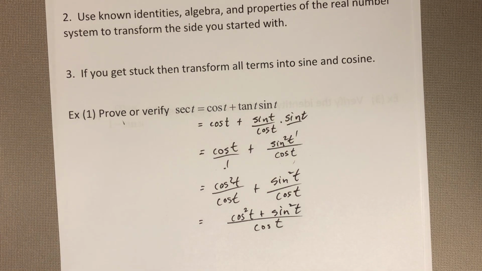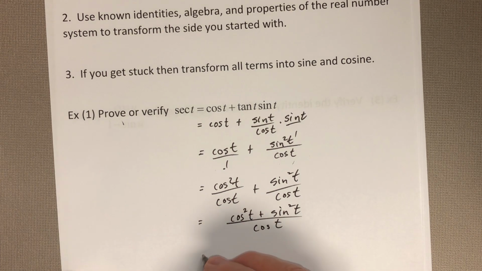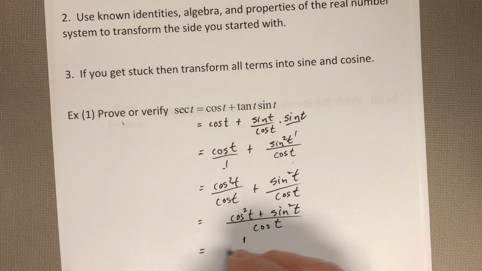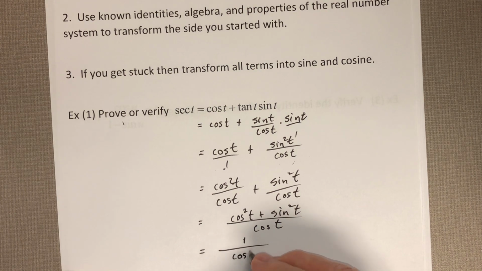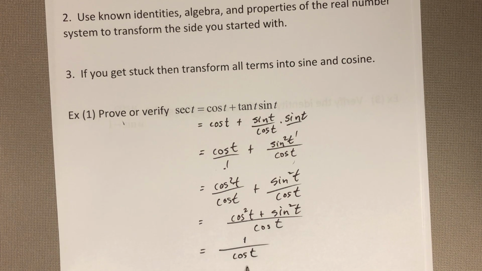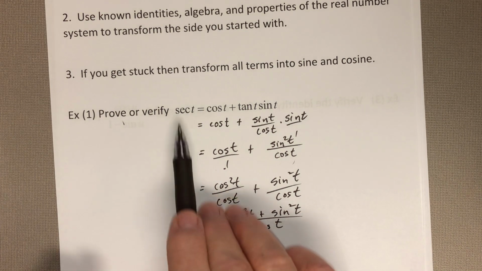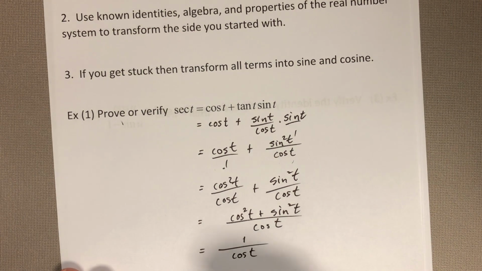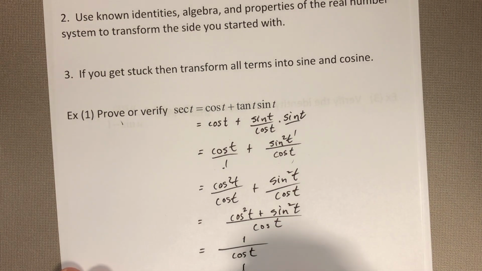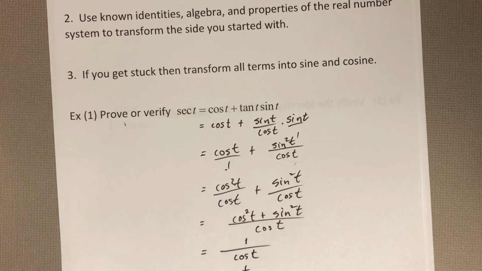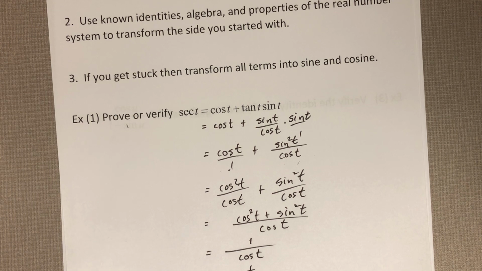And when I write the cosine squared of t plus the sine squared of t, I'm immediately remembering my Pythagorean identity. That simply equals 1. So 1 divided by the cosine of t is what that right-hand side simplifies to. And the reciprocal of the cosine is the secant of t. So we would be done, using our reciprocal identity for the reciprocal of the cosine.